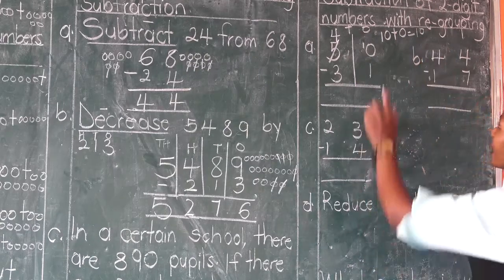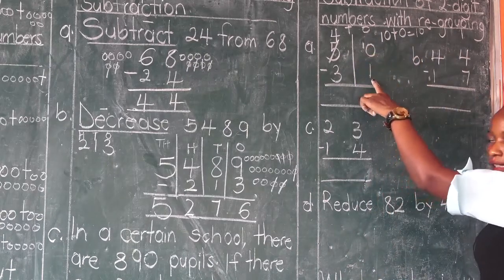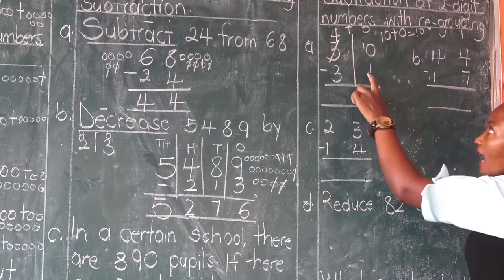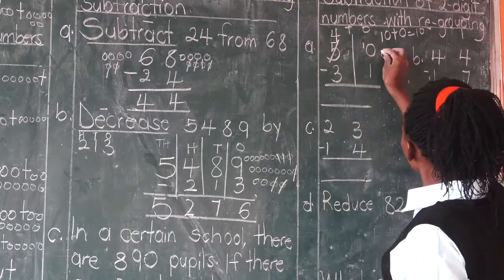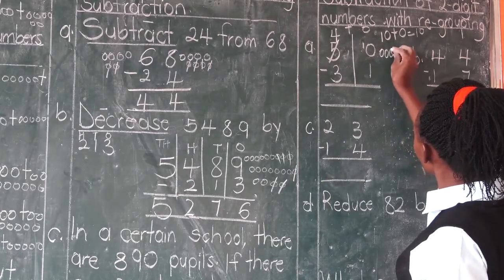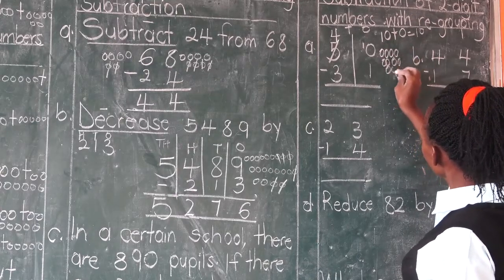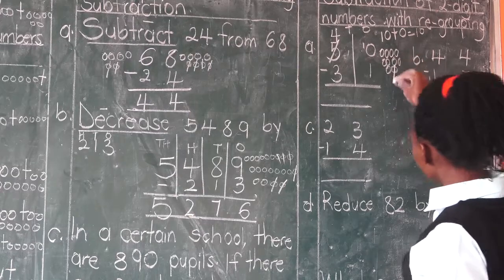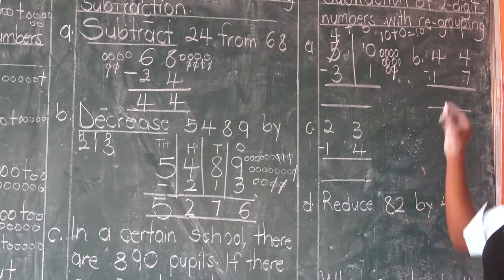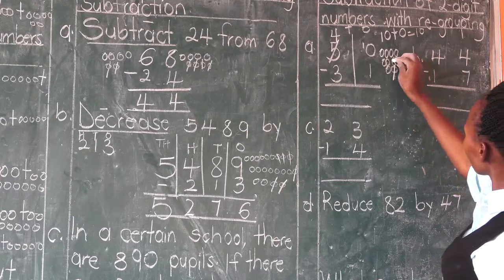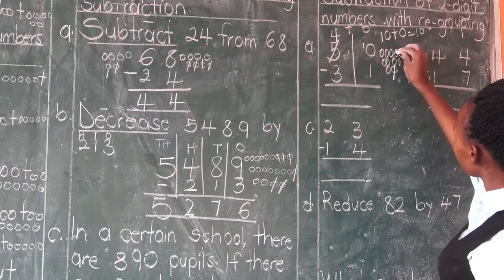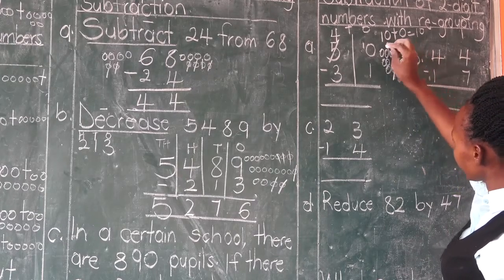Now we are going to say 10, take away 1. Let's draw the 10 balls: 1, 2, 3, 4, 5, 6, 7, 8, 9, 10. Take away 1. How many have remained with? 1, 2, 3, 4, 5, 6, 7, 8, 9.